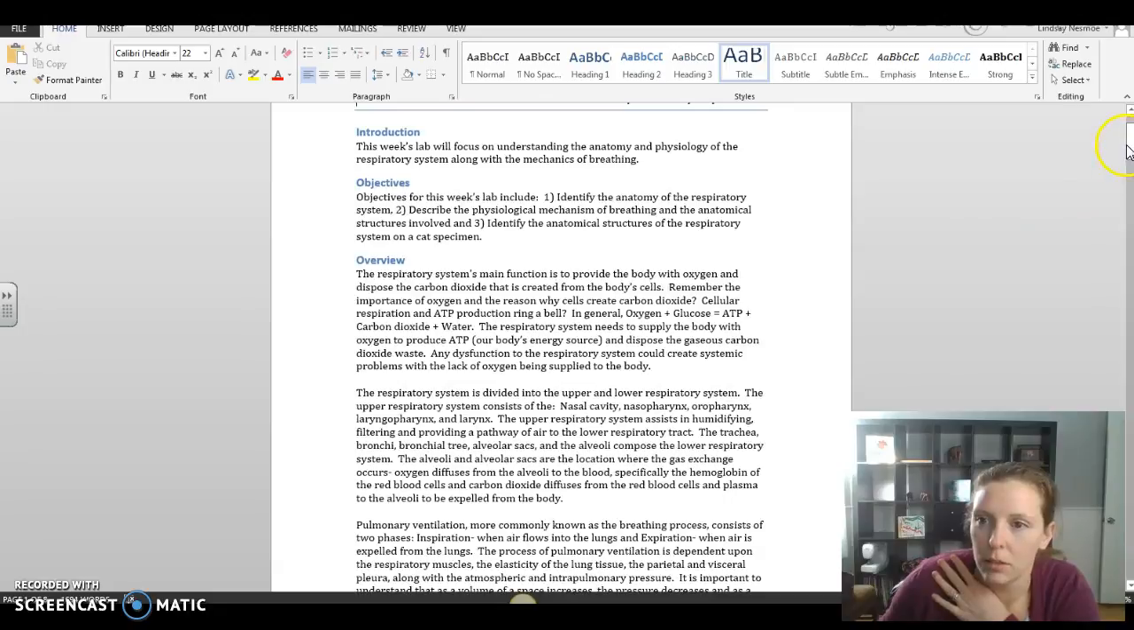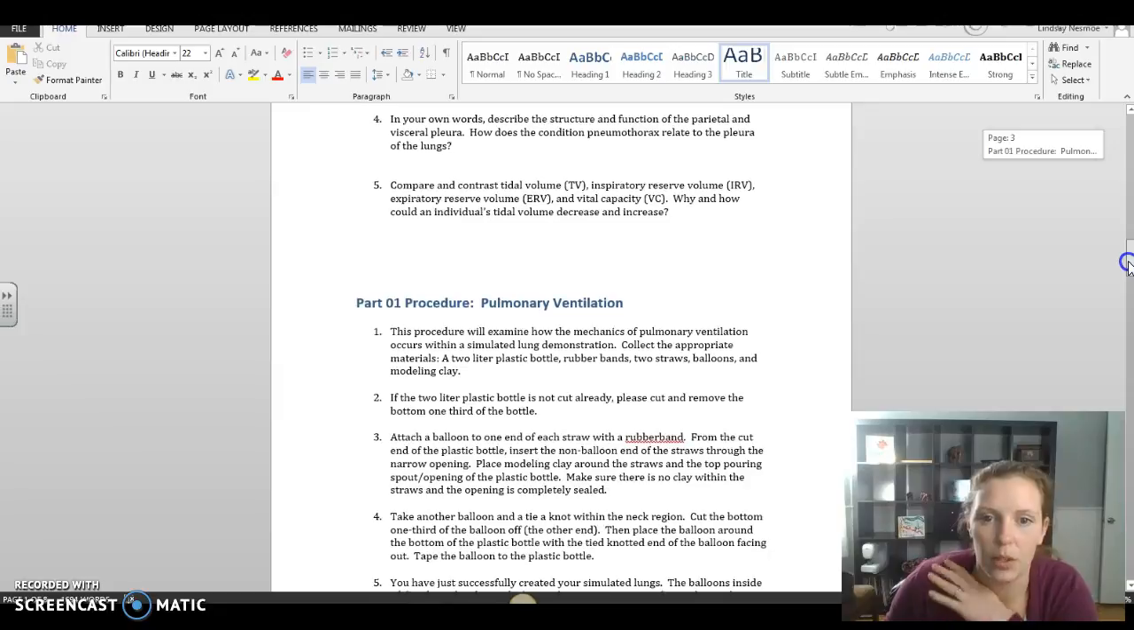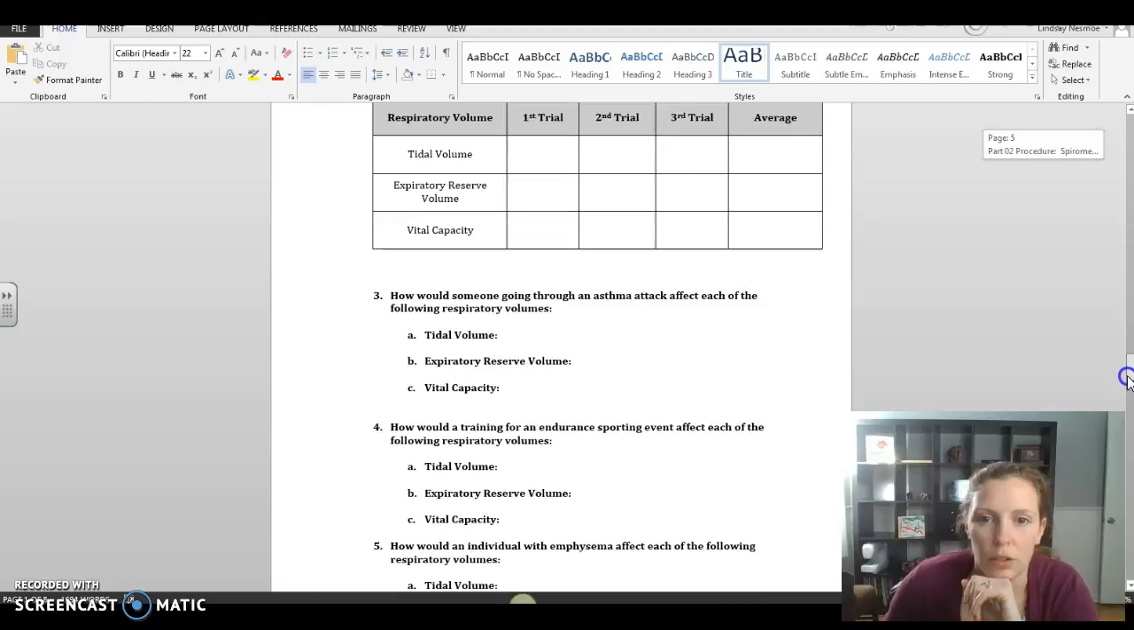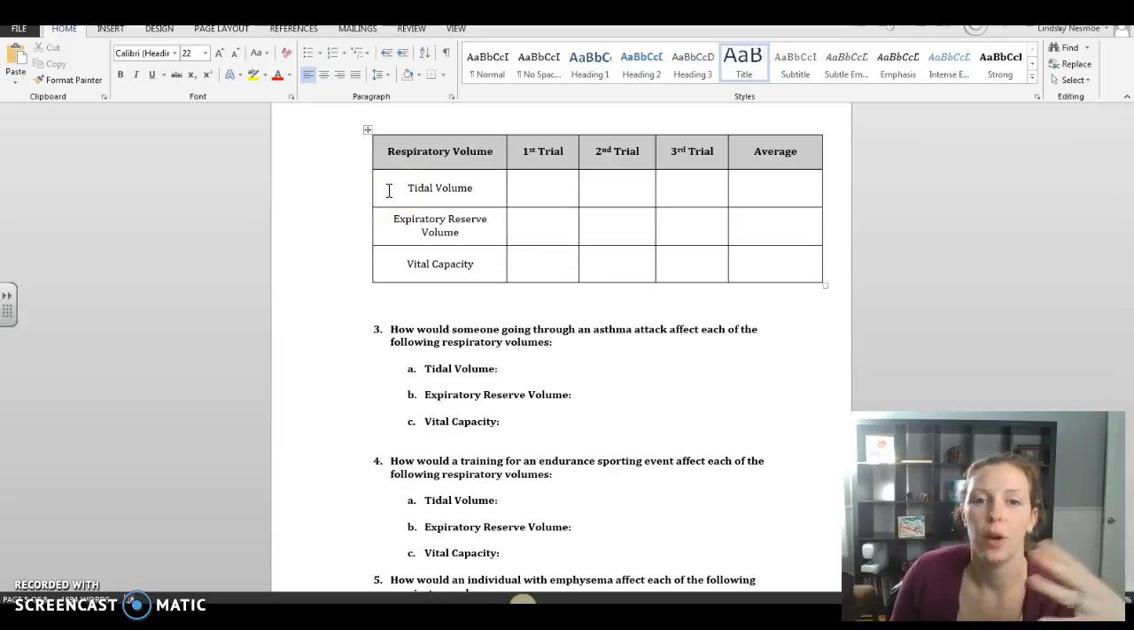Scroll down to pre-lab. You guys can handle that part. What I think is the most important for you to understand is what tidal volume, expiratory reserve volume, and vital capacity are. Tidal volume is your normal everyday breathing. While you're watching this, and while I'm talking, every breath in, every breath out is just kind of an average breath. That's a tidal volume. We usually see that around 500 milliliters, depending on the size and the sex of the person.